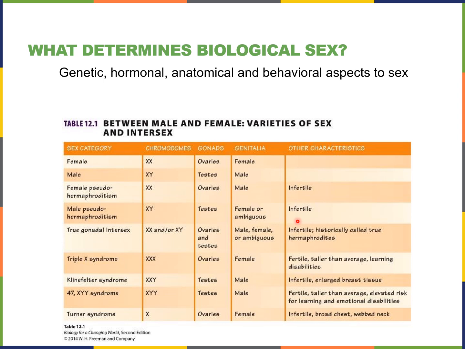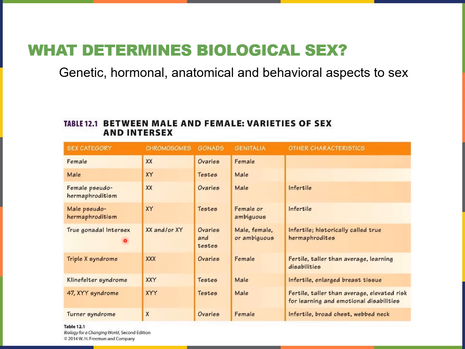Intersex, which is a true hermaphrodite that has both. Hermaphrodite, depending on who you ask, is sometimes sort of offensive. So they've since started calling it intersex instead, which is when you do have either XX or XY, but you are born with both ovaries and testes, and you have both male and female genitalia, or they're ambiguous. So infertile, again, historically called true hermaphrodites. And there is interesting research and things happening with this.